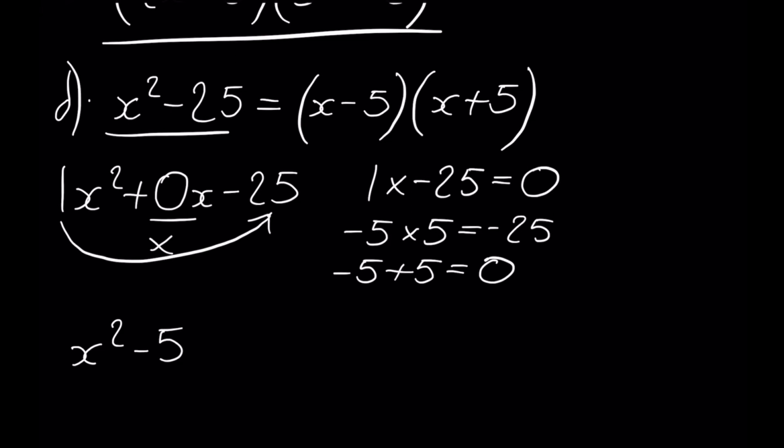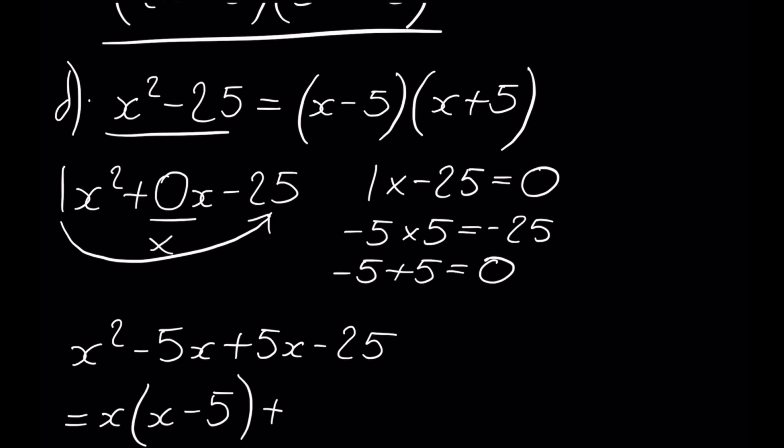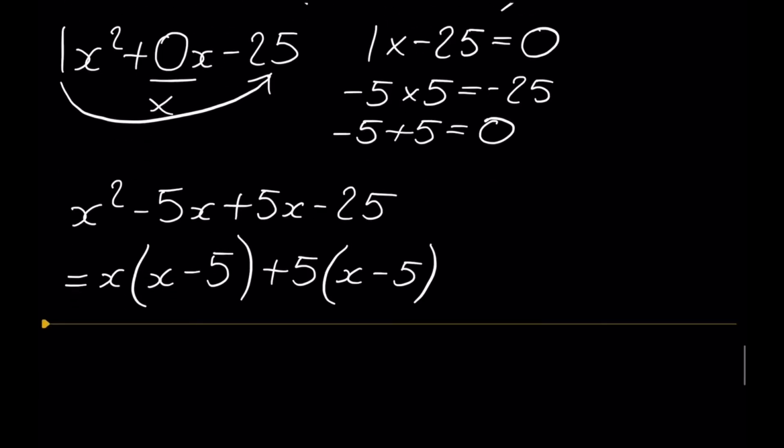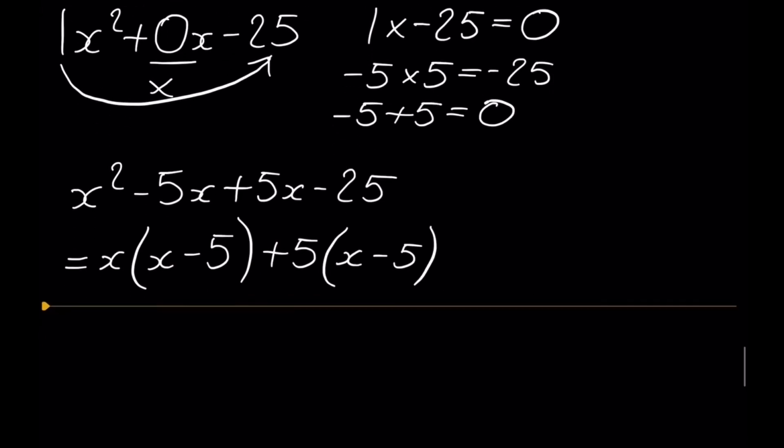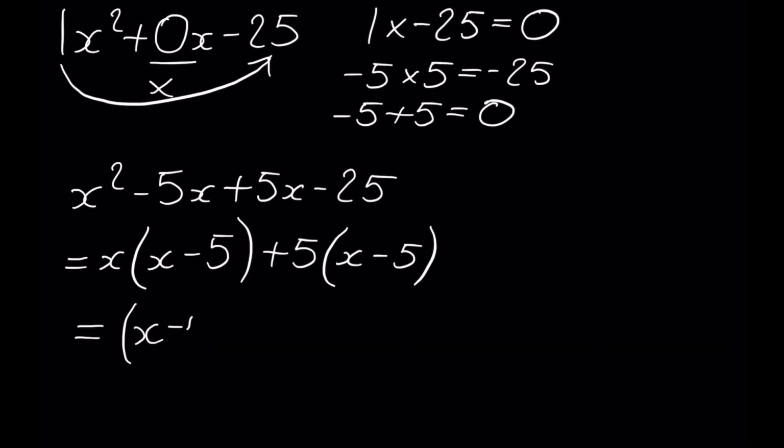We can rewrite the above expression as x squared minus 5x plus 5x minus 25, and then factorize each pair of terms. We get x times x minus 5 plus 5 times x minus 5, and then this all factors out. And we get x minus 5 and x plus 5.